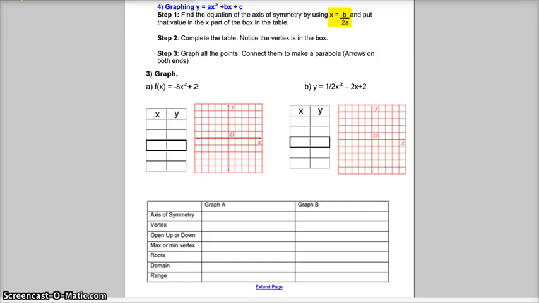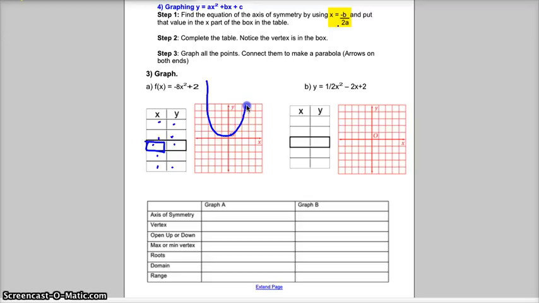Moving on. Steps to graphing a quadratic equation. These are not new. We find the axis of symmetry by using negative b over 2a. The number that you calculate goes in the x part of the box. Then since you have the x value, we can plug it in to get the y, and we can further populate the table from there. Then we graph all the points with a smooth curve.